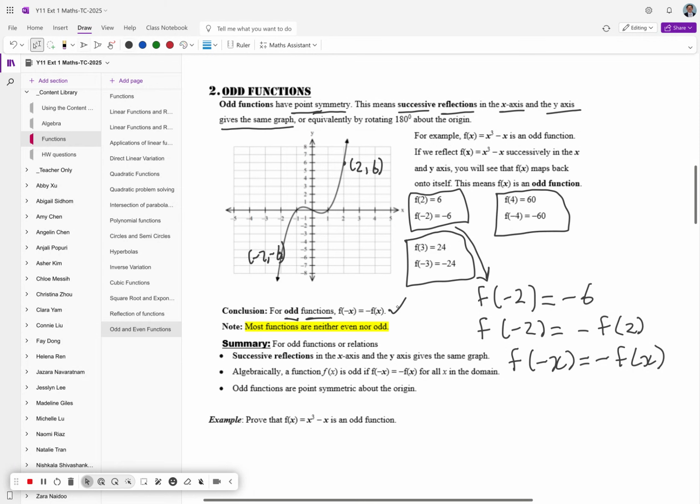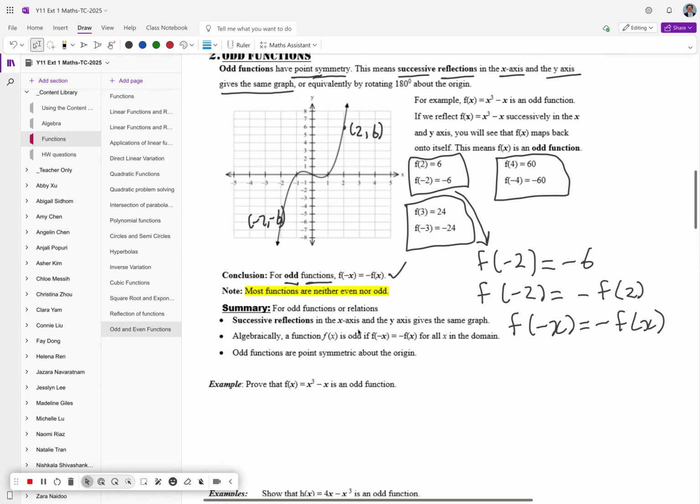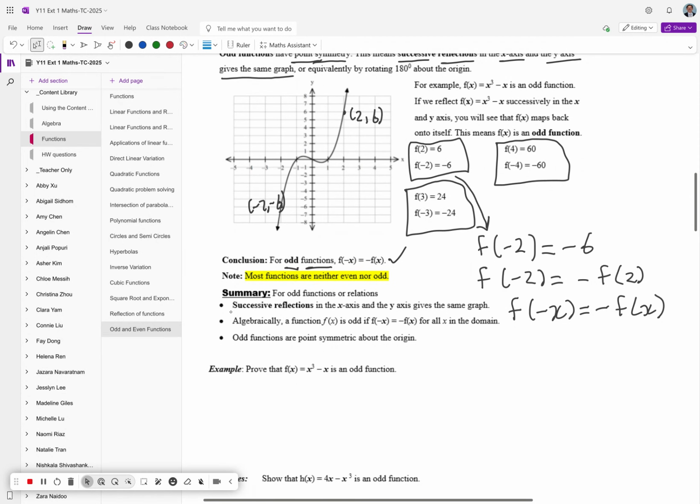That's algebraically. Now, the important thing to note is that most functions are neither even nor odd. But some are. So here's our summary for odd functions. Successive reflections in the x-axis and the y-axis give the same graph for an odd function. Algebraically, a function is odd if f of minus x is equal to minus f of x for all x in the domain. And odd functions are point symmetric about the origin. Now that simply means that if you rotate the graph 180 degrees about the origin, it maps onto itself.